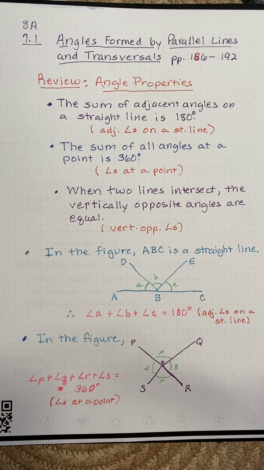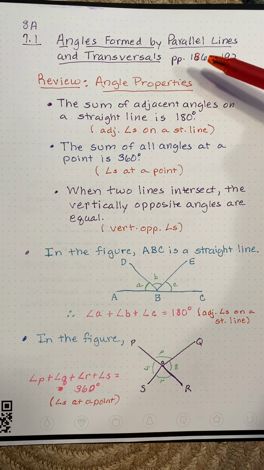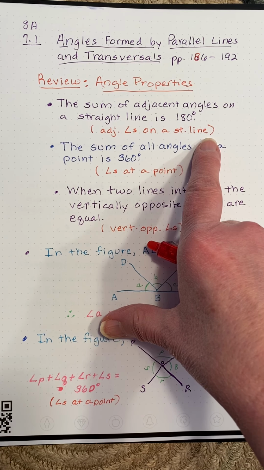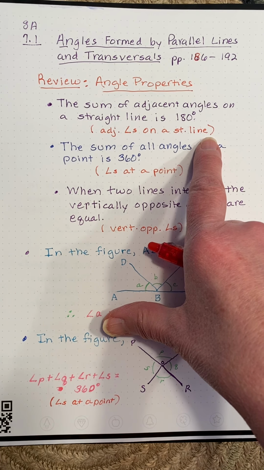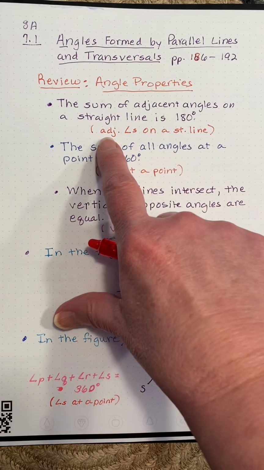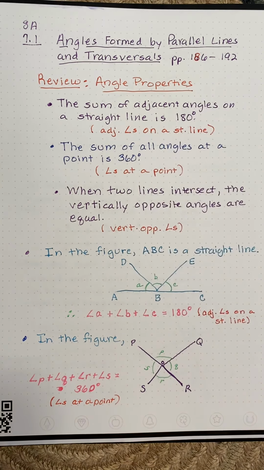So let's begin. To review, general angle properties are as follows. First one, the sum of adjacent angles on a straight line is 180 degrees, and you abbreviate it like this. The reason you abbreviate this is the proof of what you're doing when you're solving a geometry problem. You always got to offer a proof statement. This is how you can abbreviate that first property.